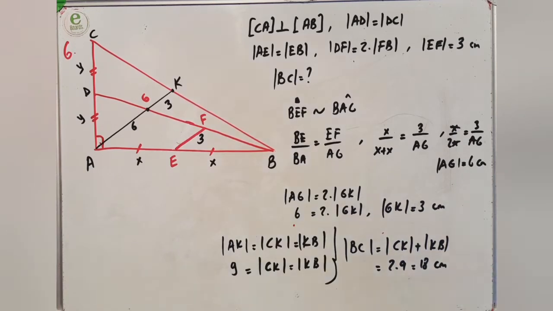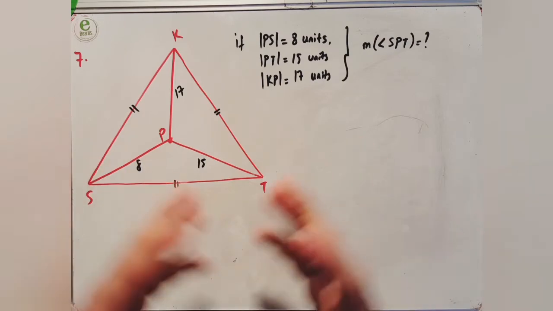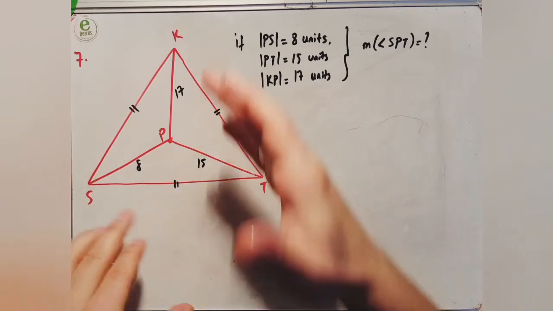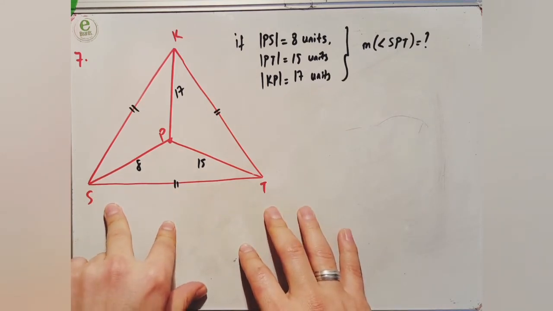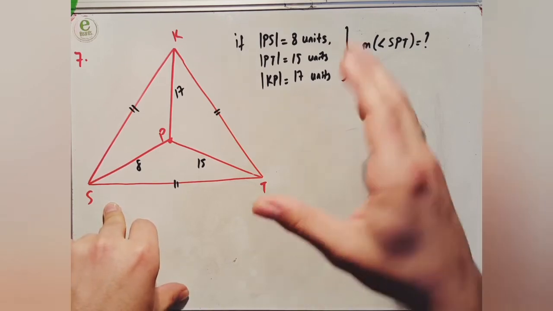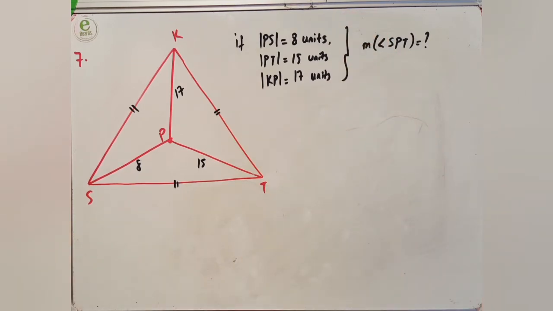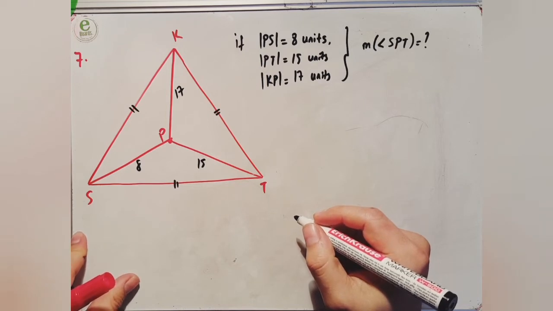Glad to have it. On question 7, we are together with a different style of question. Here KST is an equilateral triangle. PS, PT, KP are 8, 15 and 17 units respectively. We will find the measure of angle SPT. Okay, so let me construct triangle SRT such that KPT is congruent to SRT.